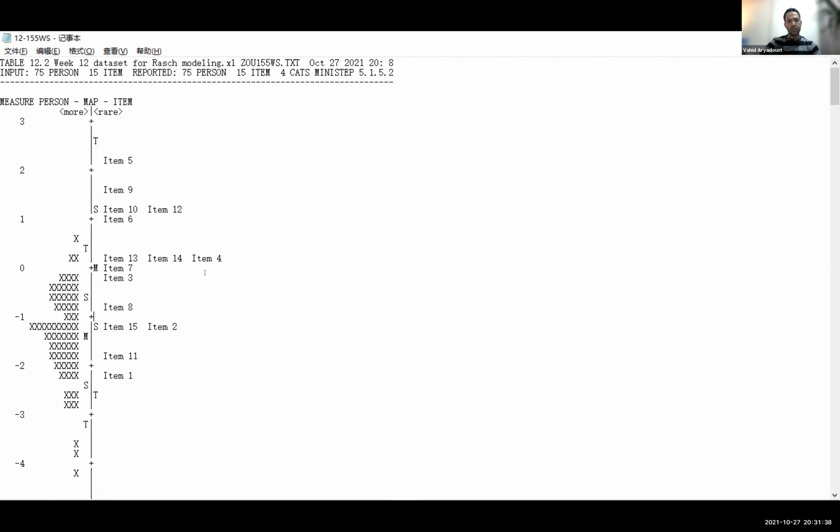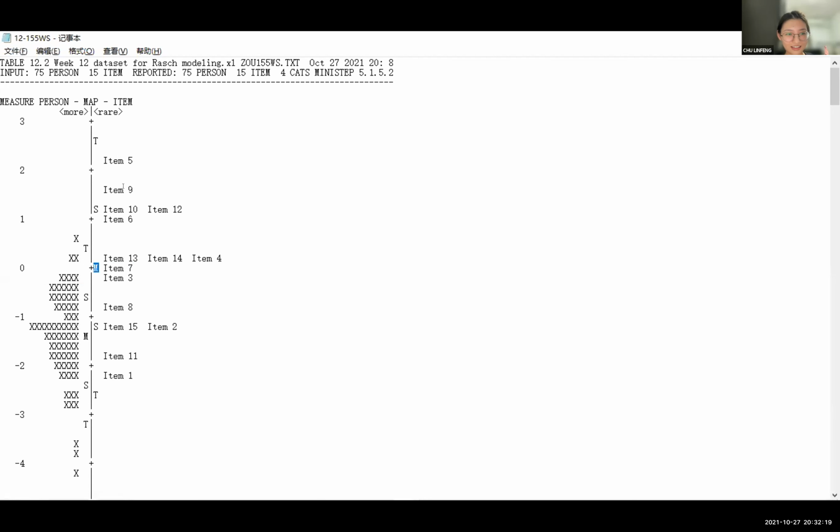Can you compare the means? The means of items versus the means of persons. How do I do that? I'm sorry. Can anyone from your group help? I think here item 7 is the mean, right? Yeah, because it's just beside the M.